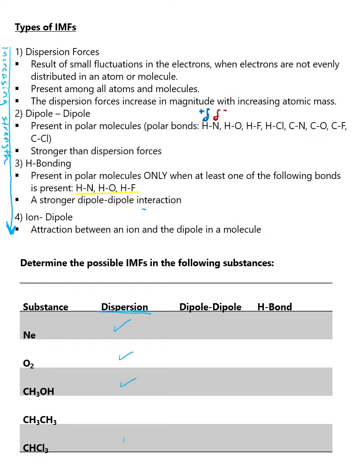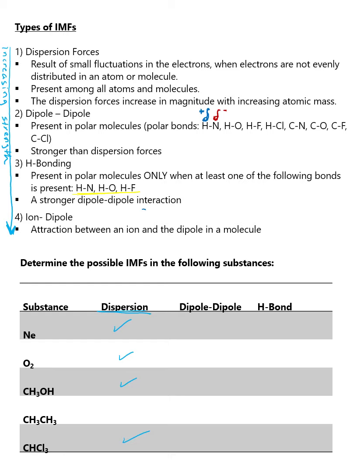So all of these substances here are going to have dispersion forces. In all of them you have electrons. As long as you have electrons, you're going to have dispersion forces. So we have identified dispersion forces for all four substances that we have listed here.